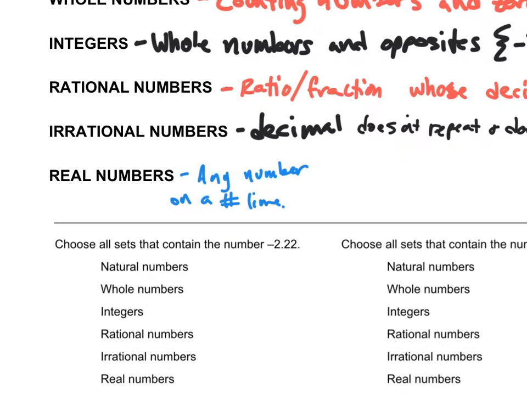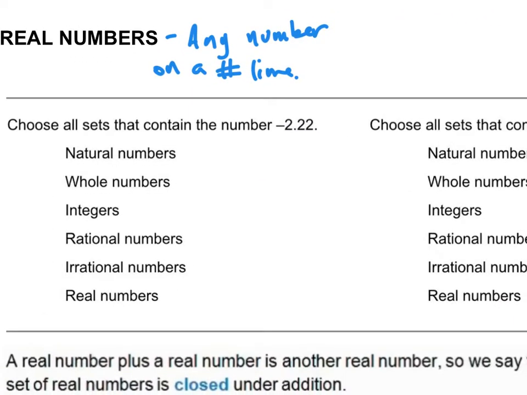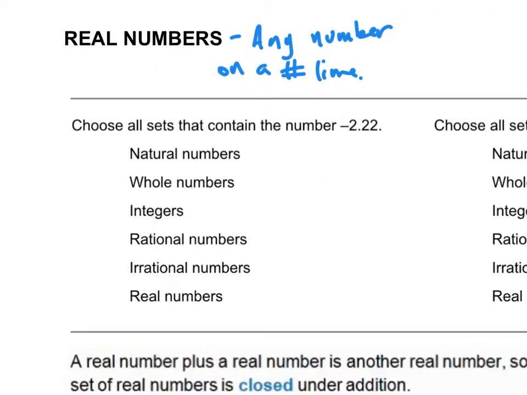All right, so let's take a look at this first problem here. It says choose all sets that contain the number negative 2.22. Because it's a number itself, I know it's a real number. You can always say that. It's always a real number. The thing I notice is we have decimals, so it can't be an integer, a whole number, or a natural number. Those are counting numbers and their opposites. But does the decimal stop?